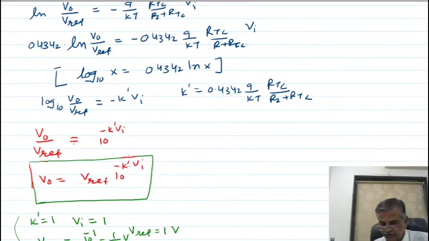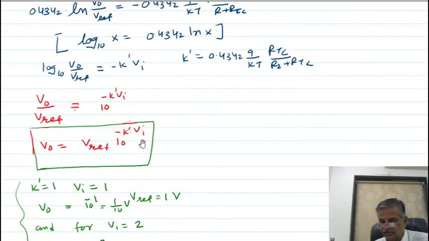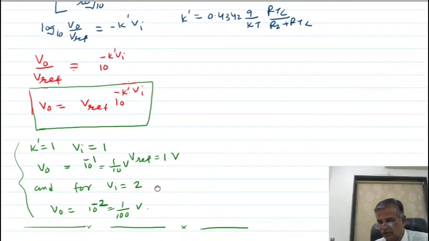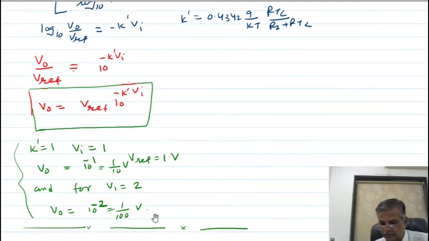And if you take one reference voltage, K dash is 1, just to explain to you, as you change Vi, your output is changing. As there is an increase in Vi by 1 volt, the output voltage decreases by 1 decade, that I have shown here. Here is the end of the topic of the anti-log amplifier.